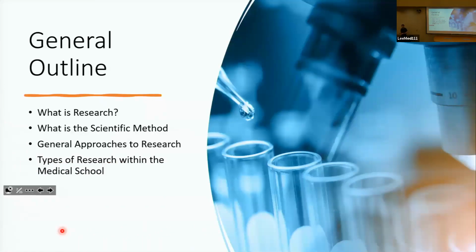So in terms of a general outline, the first thing I'm going to talk about is what is research, give you a nice formal definition. Then I'm going to talk a little bit about the scientific method. Then I'm going to talk about some general approaches to research. And then I'll end talking about the types of research that's available within the medical school.